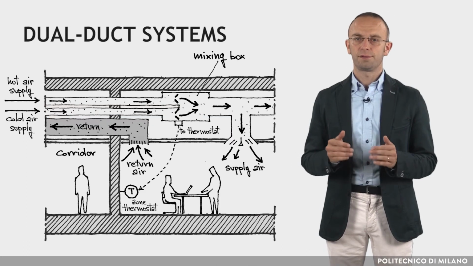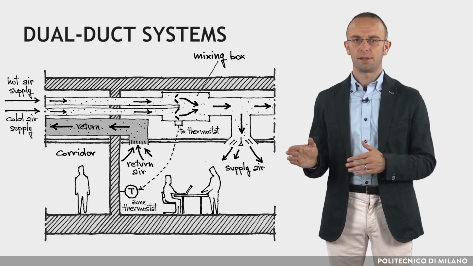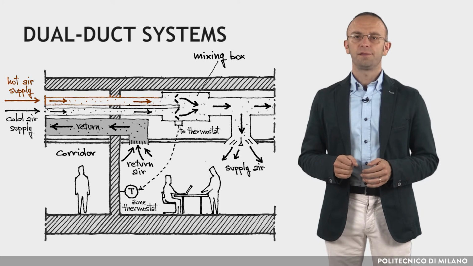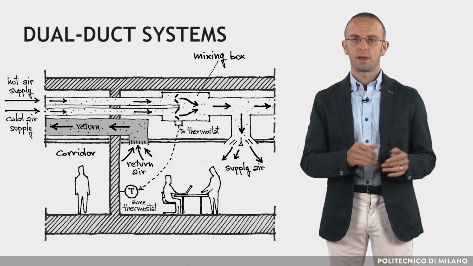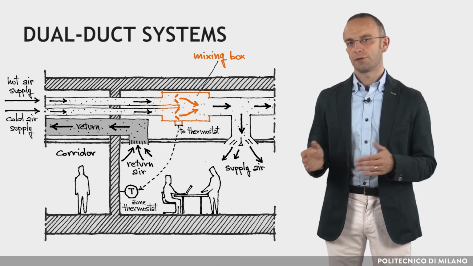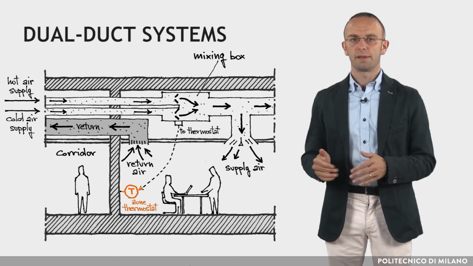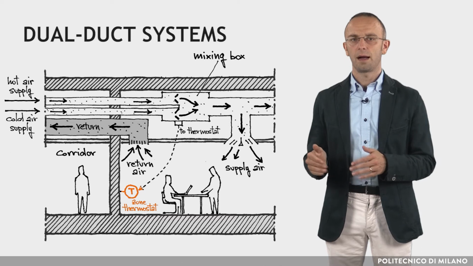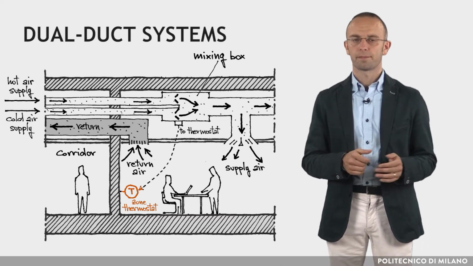In dual duct systems, a central unit provides two conditioned air streams, a cold deck and a hot deck. These air streams are distributed in the building by separate and parallel ducts. A mixing box is provided for each zone. Under the control of a zone thermostat, the air streams are mixed in the terminal box to provide supply air at the required temperature and humidity condition in each zone.